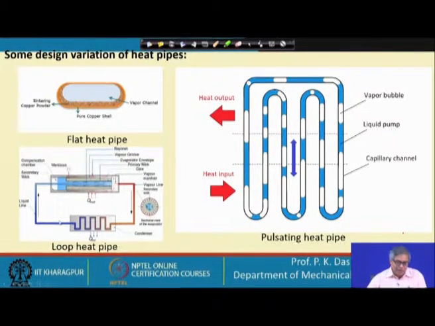So, this is one thing. Then I am coming to some sort of a loop kind of structure. The heat pipe below is known as a loop heat pipe. The difference between your normal heat pipe and loop heat pipe is that in the normal heat pipe, again let me explain it a little bit, that would be good.